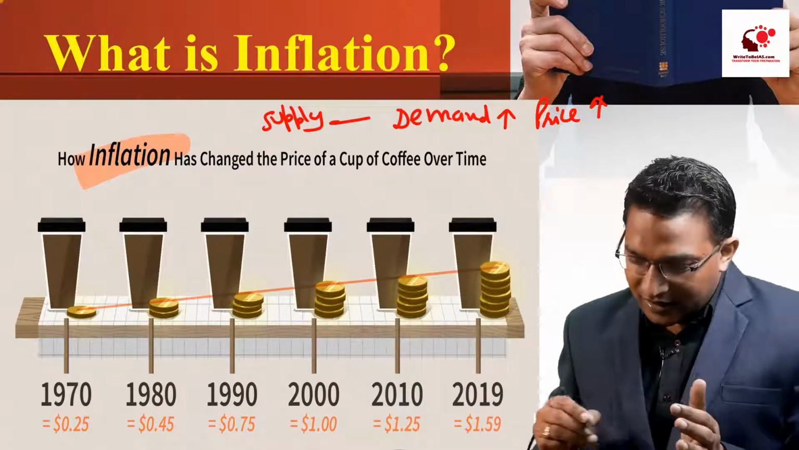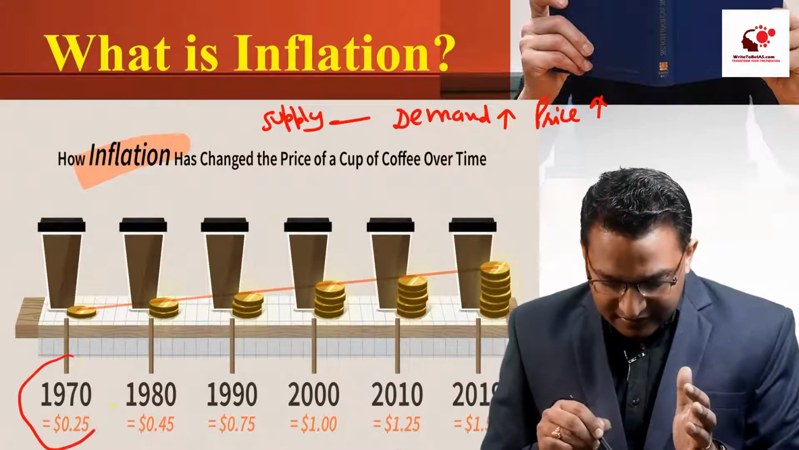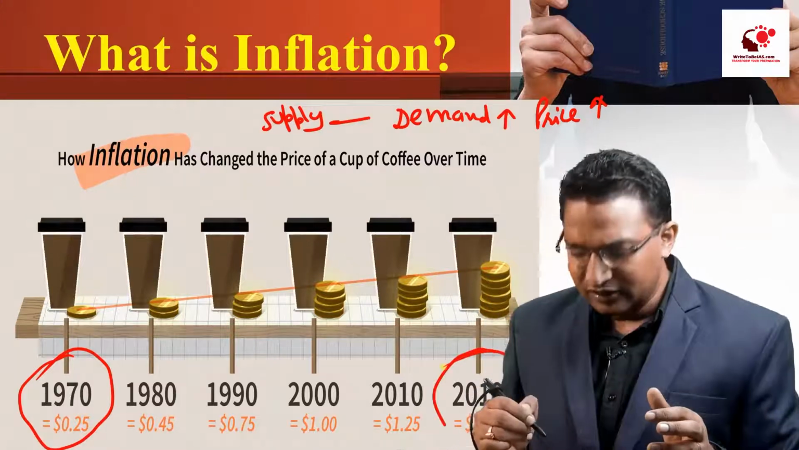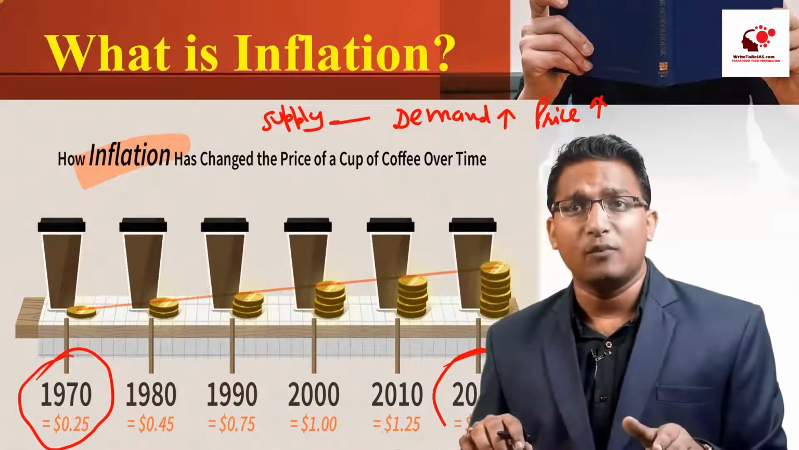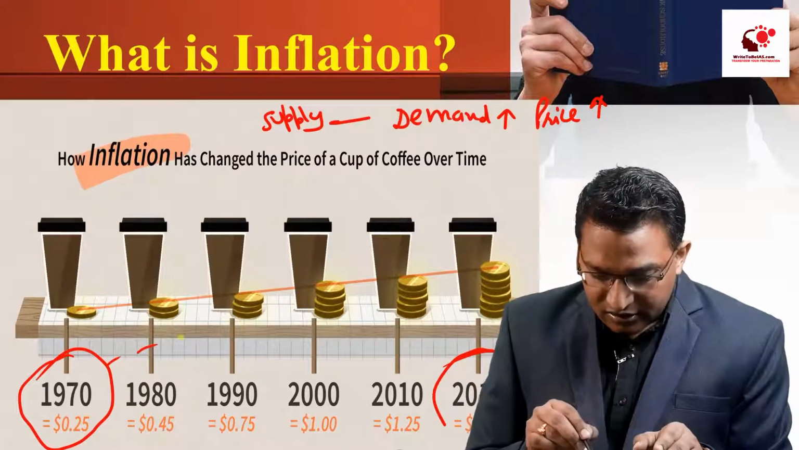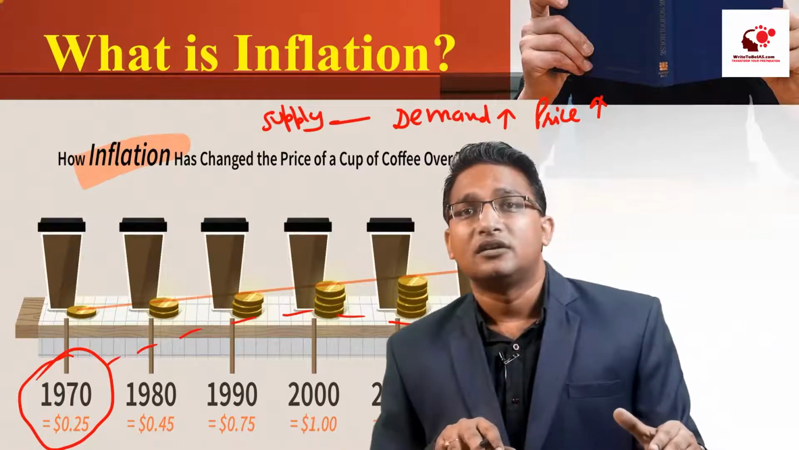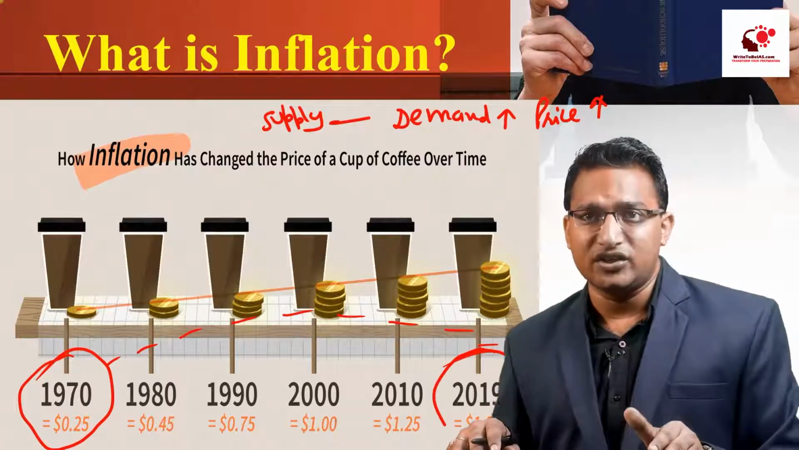Similarly, here you can see a cup of coffee. The price in 1970 was 0.25 units, and in 2019 this price is 1.59 units per cup of coffee. This increment shows something. First of all, it shows that the unit remains the same, that is 1 cup, but the price is changing.